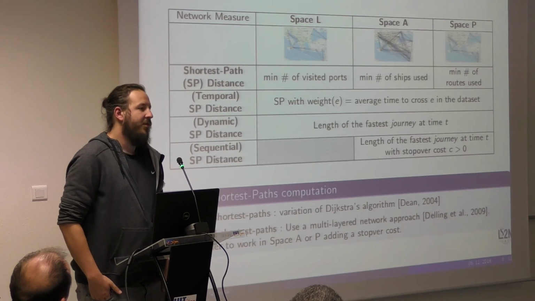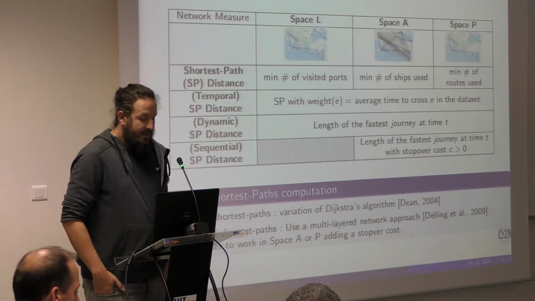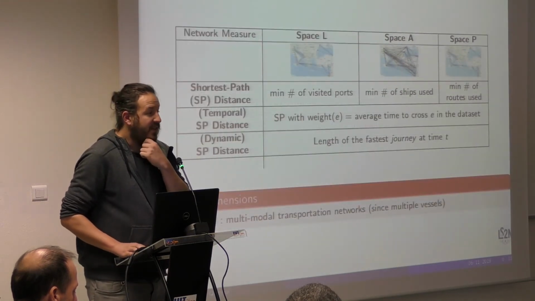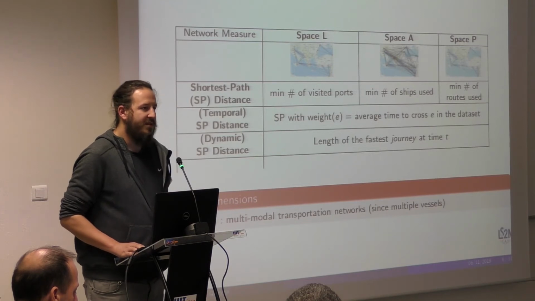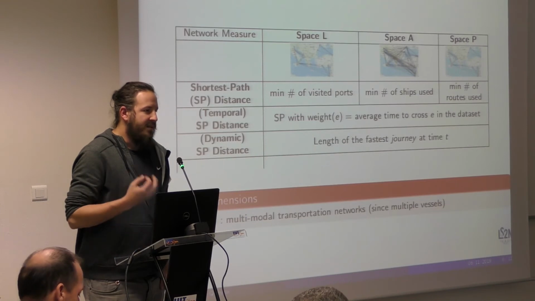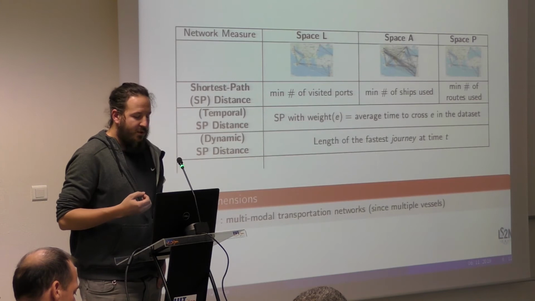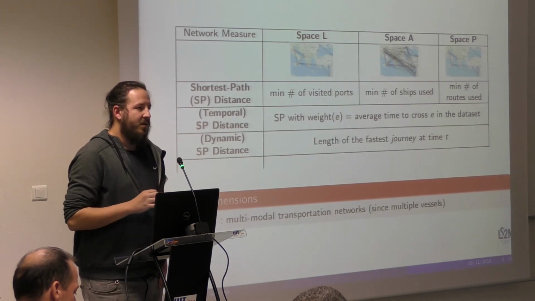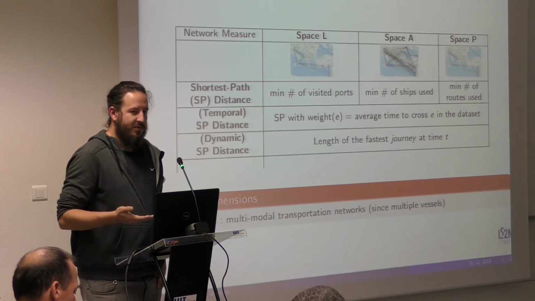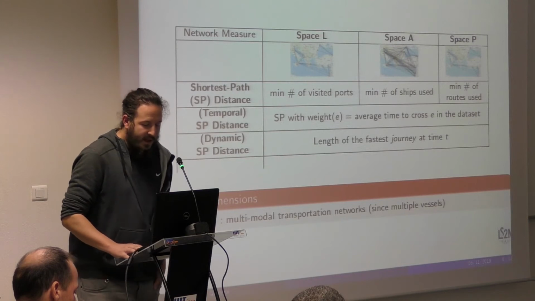This can be done very easily by using a variation of the Dijkstra algorithm. But there is still another dimension that is not taken into account, which is the sequential aspect of the data, because this is actually several ships that visit different ports, and a transfer of goods between ships is not free. You need to discharge the ship and then put the goods on another ship.